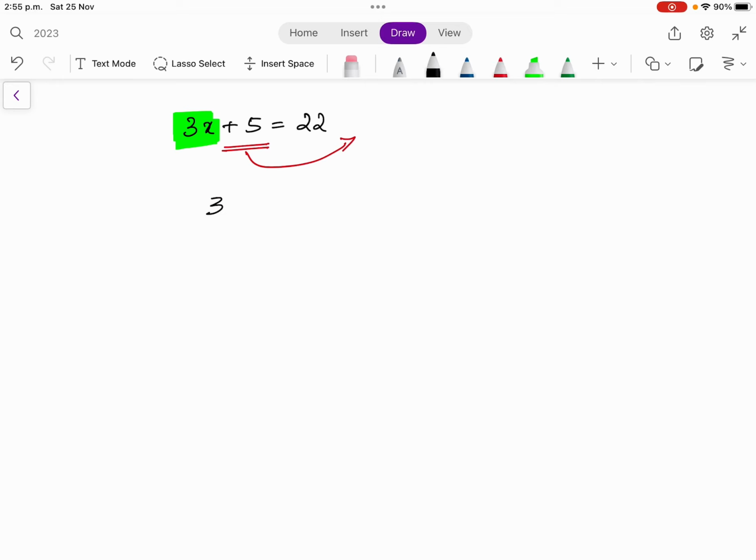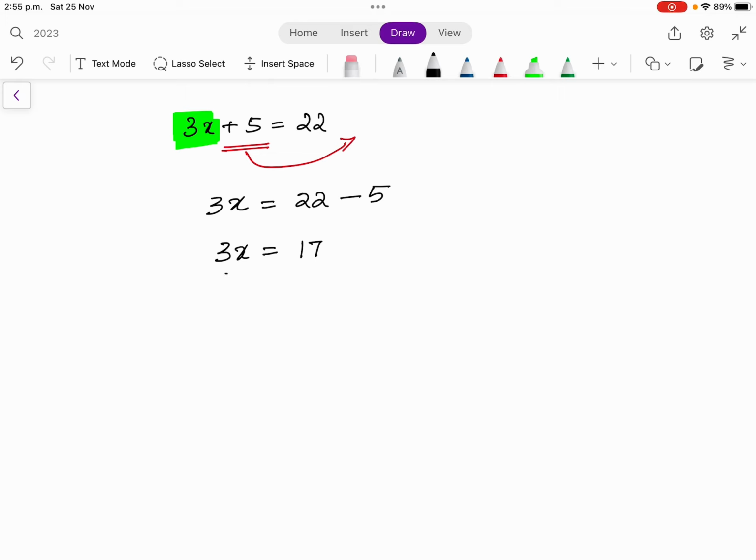So 3x stays as 3x. You are going to keep it on the left side itself. And on the right hand side, it will become 22. 22 is not moving at all, so it just stays like that. And the 5 moving on to the other side will become minus 5. It's changing the sign. So then 3x is equal to 22 minus 5, which is 17.